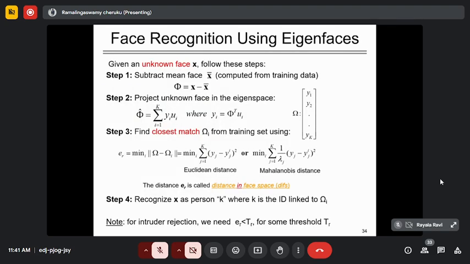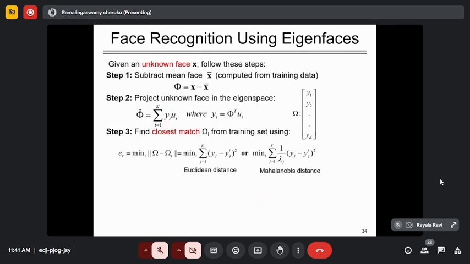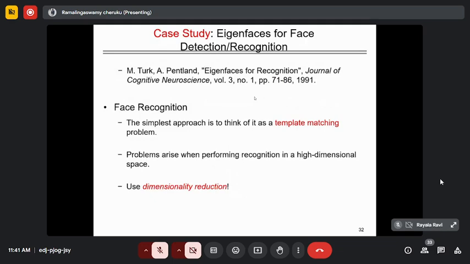Now let us see another application of PCA, which is face detection and face recognition. This is work carried out in the early 90s by Turk and Pentland, published in the Journal of Cognitive Neuroscience. The topic of the paper was eigenfaces for recognition. Those who are interested can read it.